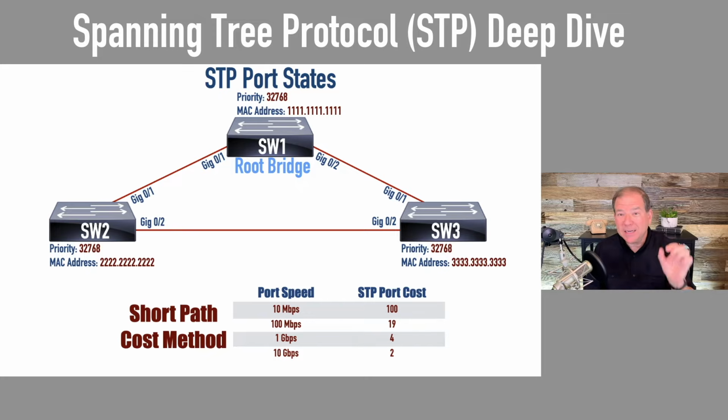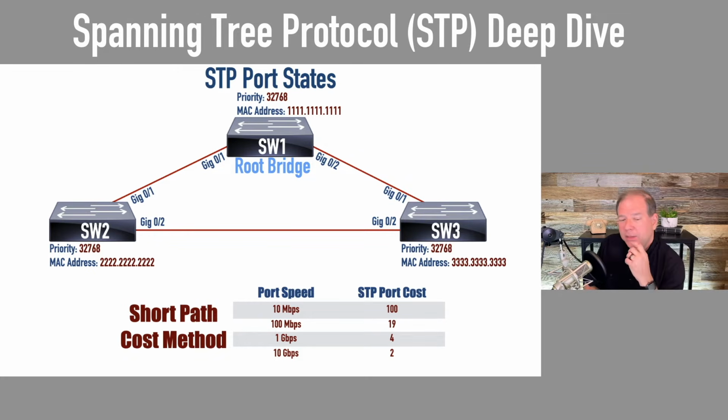If you had a 10 meg link, going back to those old 1900s, you had a port cost of 100. Okay? If you had a 100 meg link, your cost was 19. That seems a bit random. I don't see any kind of linear relationship there. If you've got a gig port, and by the way, all the ports on screen right now are gig ports, that was a cost of 4. Or a 10 gig port, that's a cost of 2.